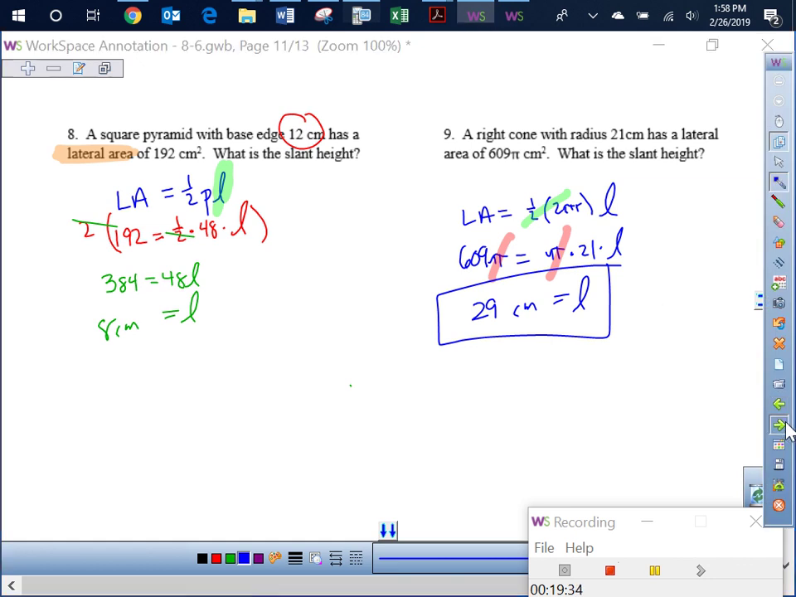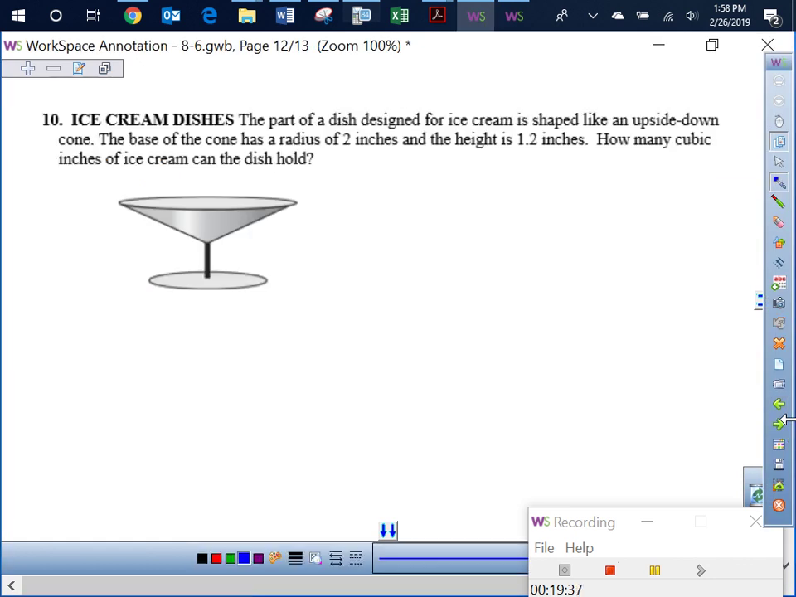So pretty basic. Nice. Couple more, a little story problem. Part of a dish designed for ice cream is shaped like an upside down cone. The base of the cone has a radius of 2 inches, so let's put that in the picture. 2 inches. And it has a height of 1.2 inches. So height, a little perpendicular segment, 1.2 inches. Nice. How many cubic inches of ice cream can it hold? So phase one is to figure out what they want you to find. Do they want you to find the lateral area, surface area, or volume?